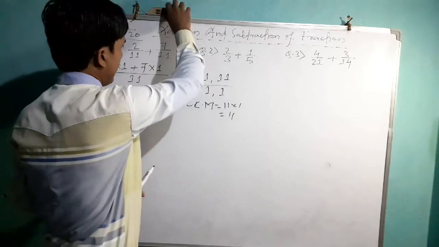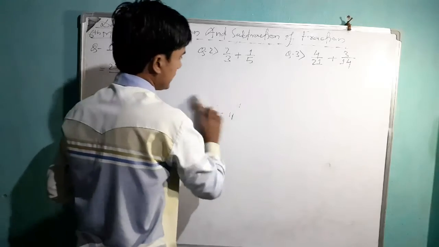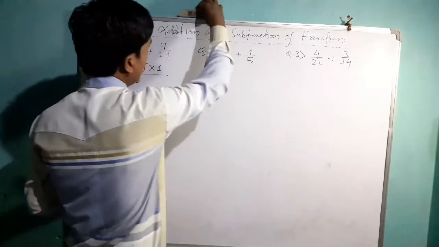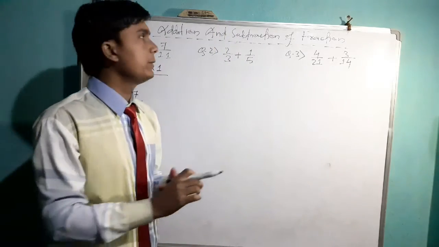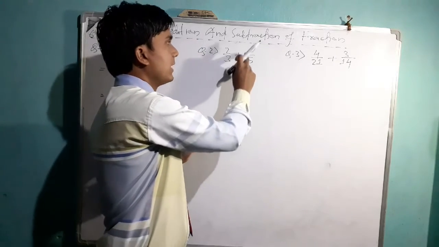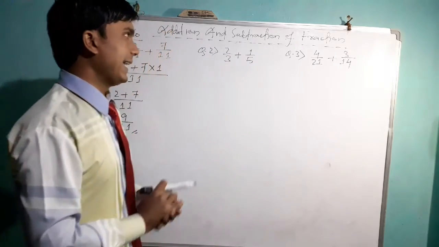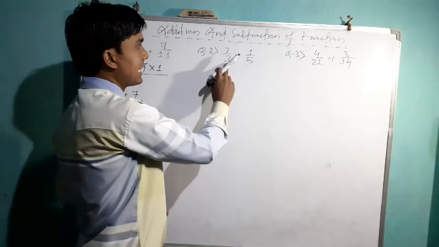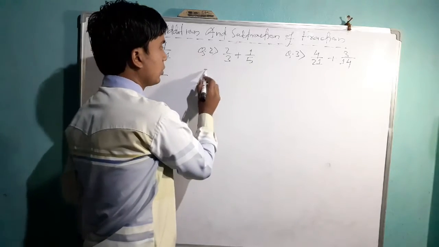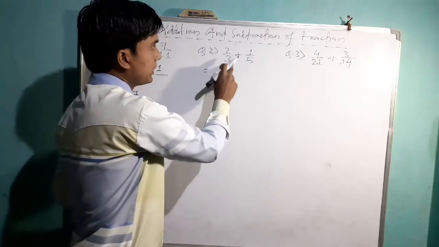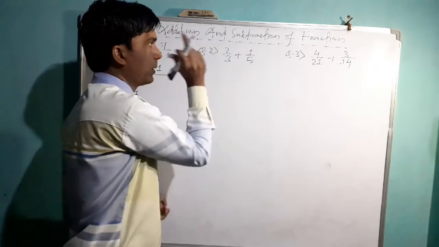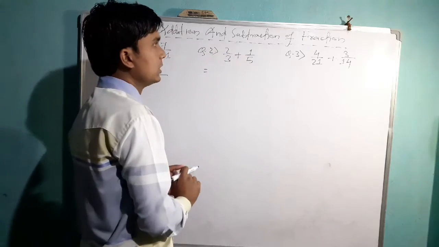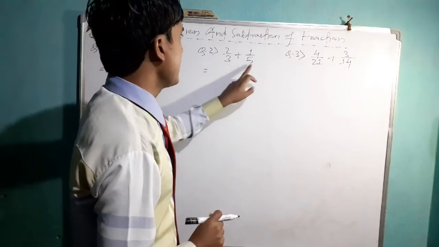Now the second one, I'll do this one here. The second question is 2 by 3 plus 1 by 5. Again, what we'll do here, we'll take the LCM of the denominators. Here 3 is a denominator and here 5 is a denominator. So we'll find the LCM of 3 and 5.